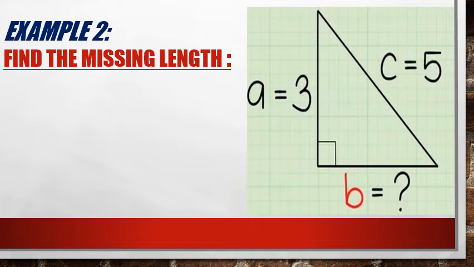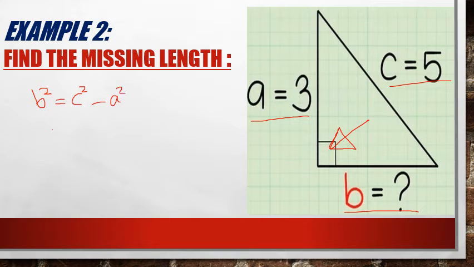Find the missing length. Here, he gave me A equals 3, and C, the hypotenuse, equals 5. He wants to find B. This is a right angle, so this is a right triangle, so I will use the Pythagorean theorem. B squared, here I will find one of the sides, not the hypotenuse. So I will subtract C squared minus A squared. C squared is 5 squared, minus A squared, which is 3 squared.